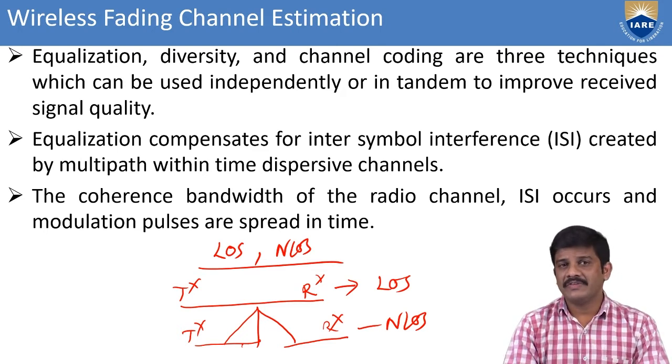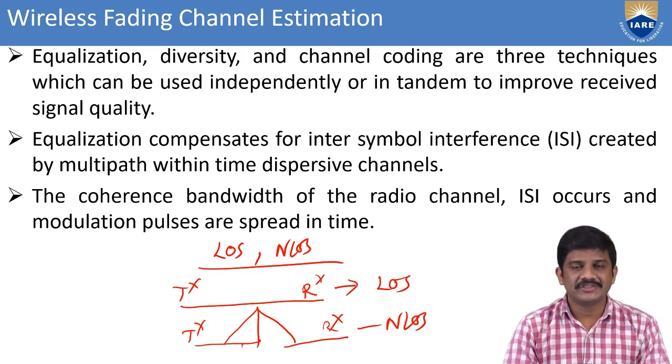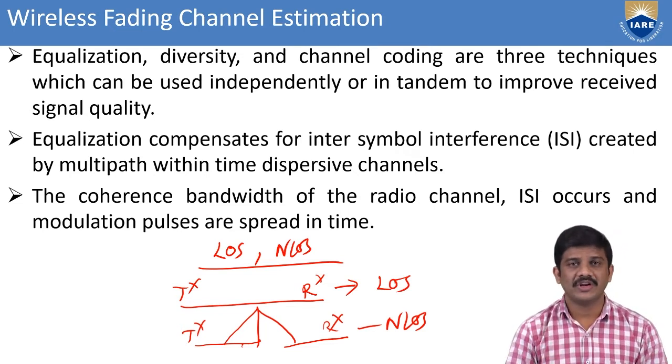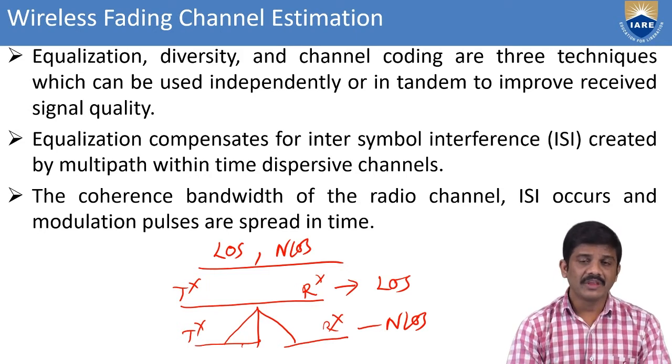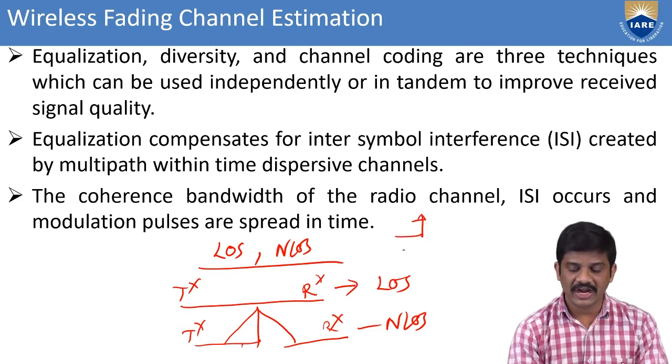Why do we go for equalization? Equalization compensates for inter-symbol interference. In the propagation between the transmitter and receiver, for example, consider multiple inputs and multiple outputs. Then on the transmitter side we have different antennas, multiple antennas. On the receiver side also we have multiple antennas for receiving.